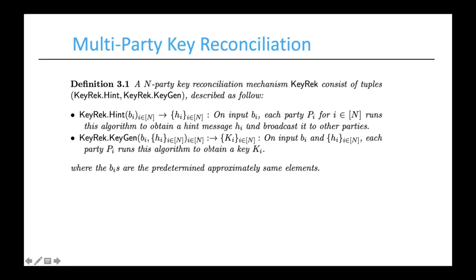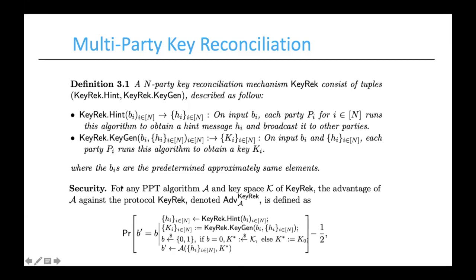This hint is for other parties. It says that I have one key and this is a hint for you. For your b_j, you can compute another key k_j. At the other party P_i, he has b_i and the hints from all other parties. He finally computes k_i. For correctness, we want the k_i's to be equal. For security, we want the k_i's to be random, indistinguishable from a random element from the key space.